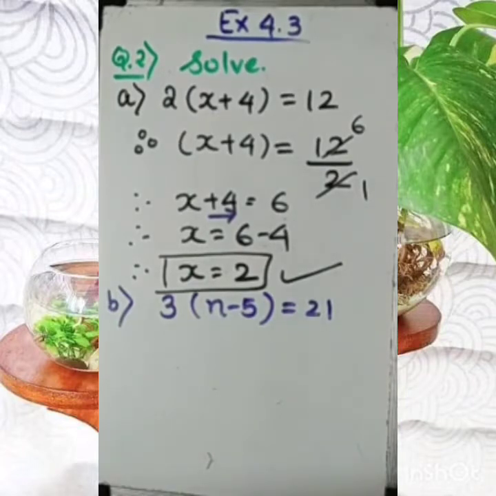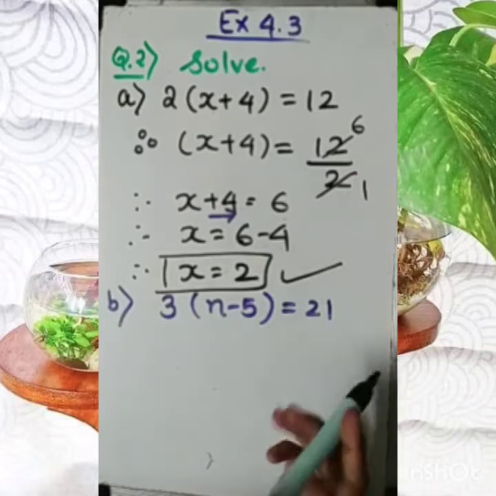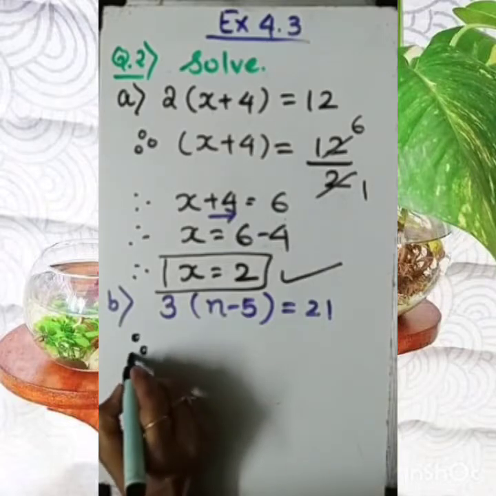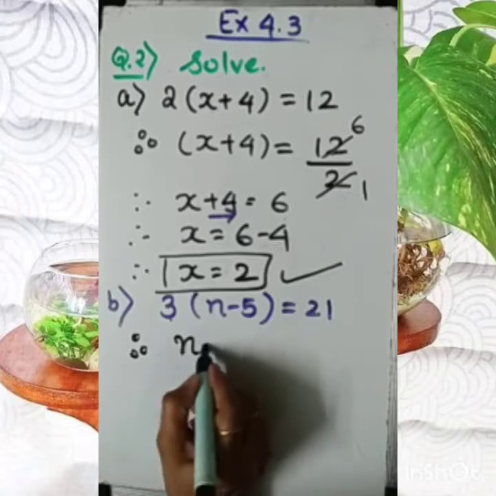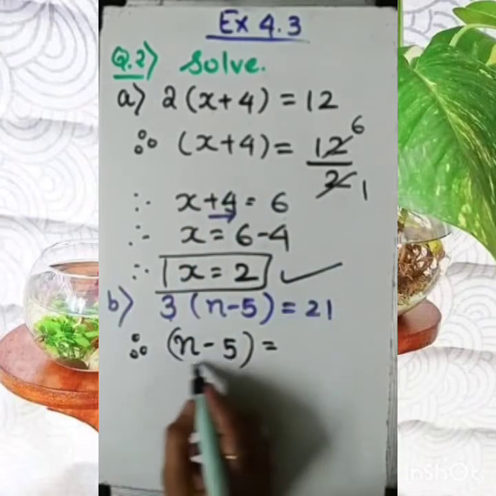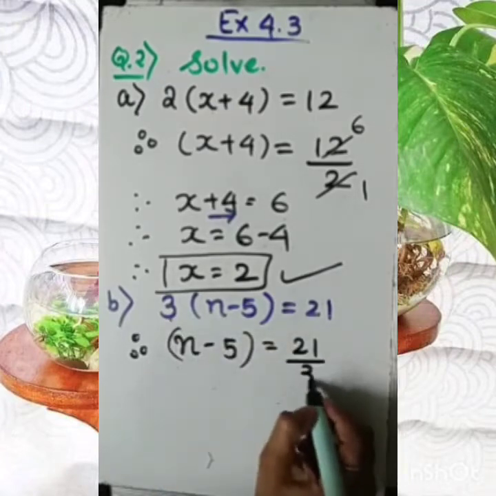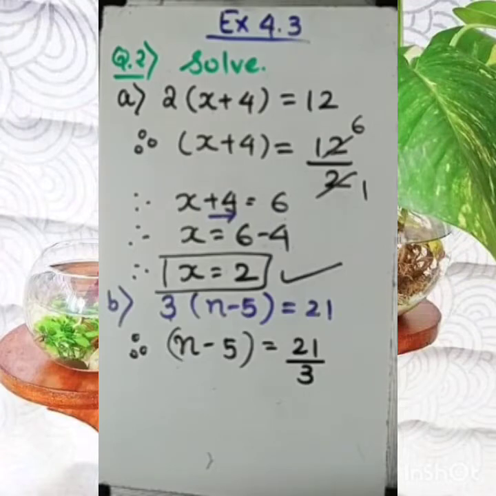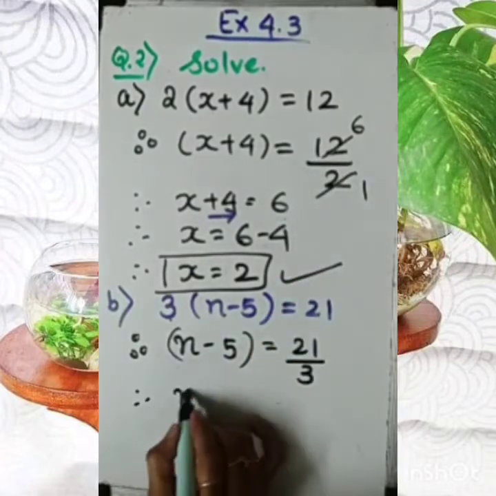So, 3(n - 5) = 21. Let's check whether your answer is correct or not. As we did in the previous one, n is the unknown variable. So n - 5 I am keeping as it is. This 3 will be divided by, sorry, 21 is divided by 3 as we did in the first question. And - 5 I'm keeping as it is.